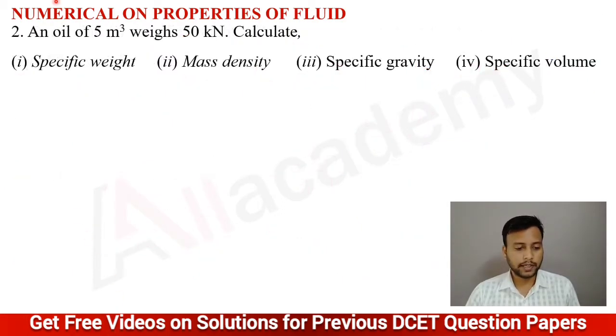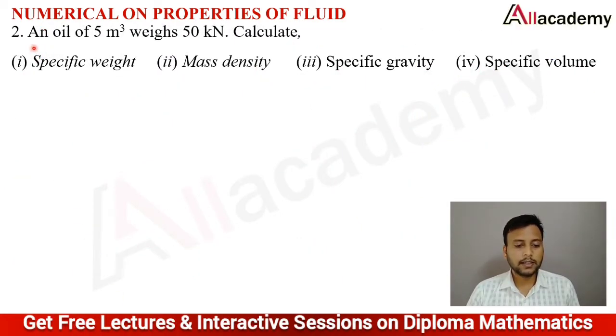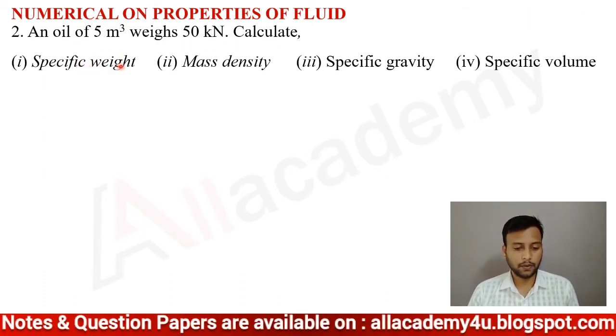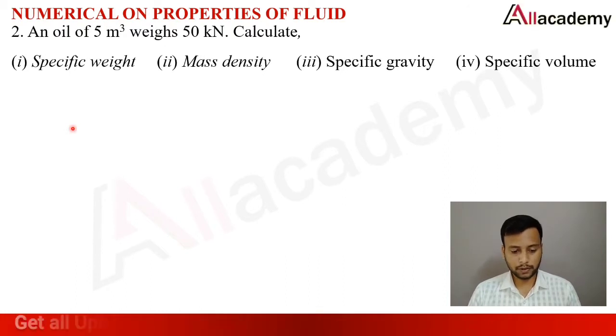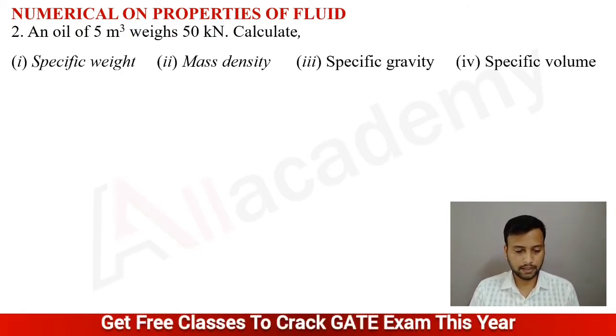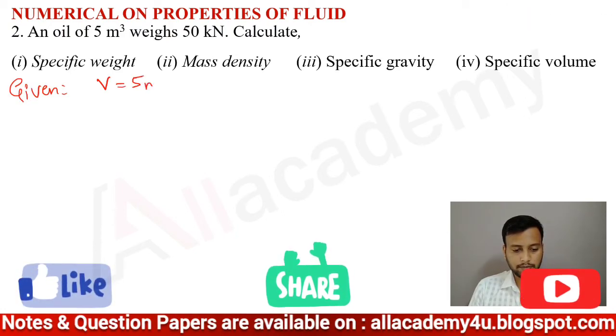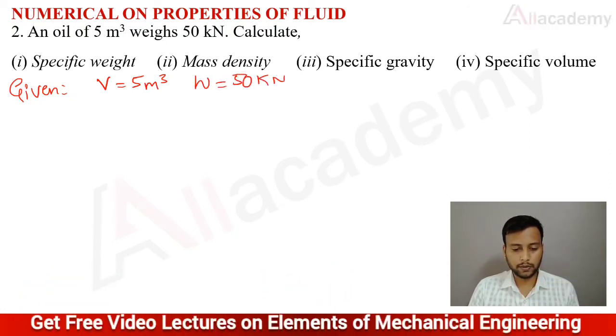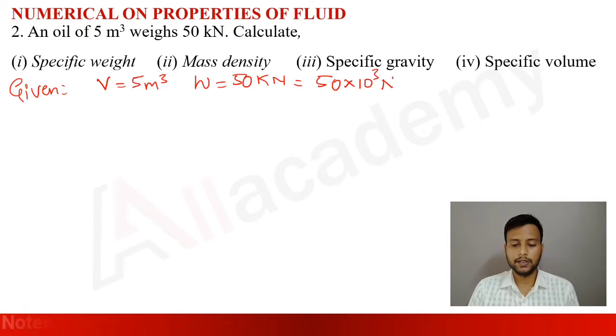The next problem statement is: an oil of 5 meter cube weighs 50 kilonewton. Calculate specific weight, mass density, specific gravity and specific volume. In this numerical, the volume is given, that is 5 meter cube, and the weight is given, W is 50 kilonewton. You can convert that into newtons also, that is 50 into 10 raised to 3 Newton.